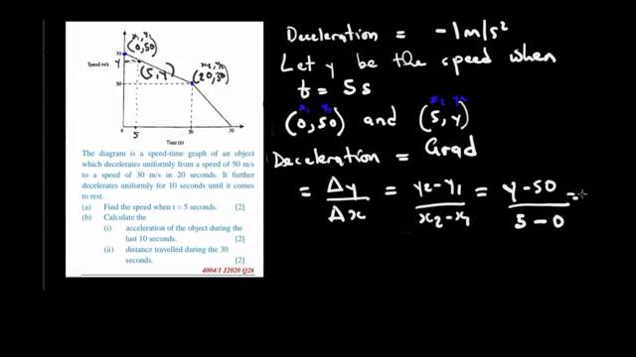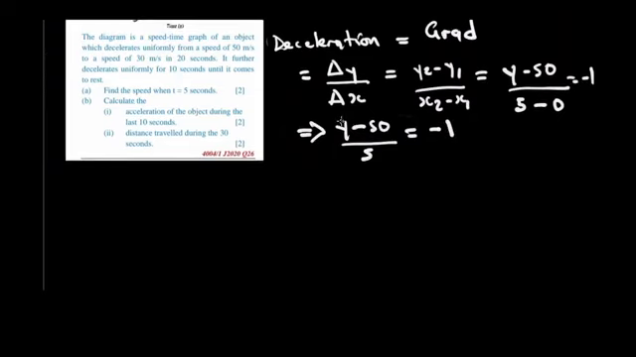And this is going to be equal to minus 1, as we determined when we found the gradient of this line, which is the deceleration of the body from the time when the speed was 50 meters per second to the time when the speed was 30 meters per second. So this would then be y minus 50 over 5 minus 0 is equal to minus 1. To solve this, we are going to clear the fractions.